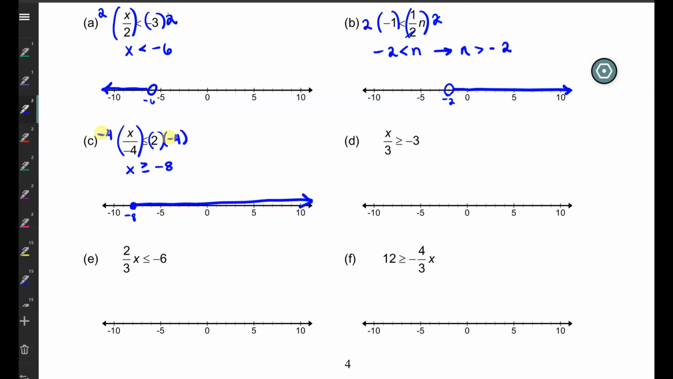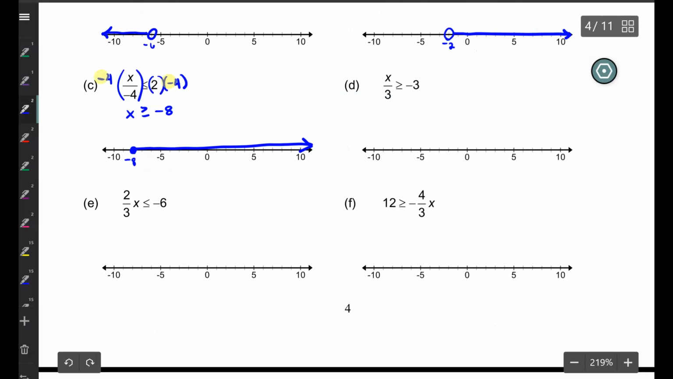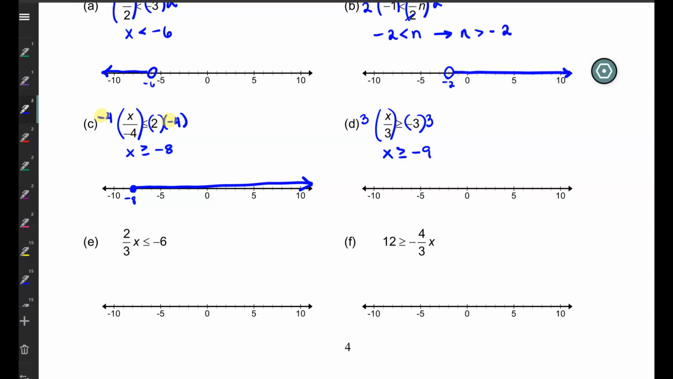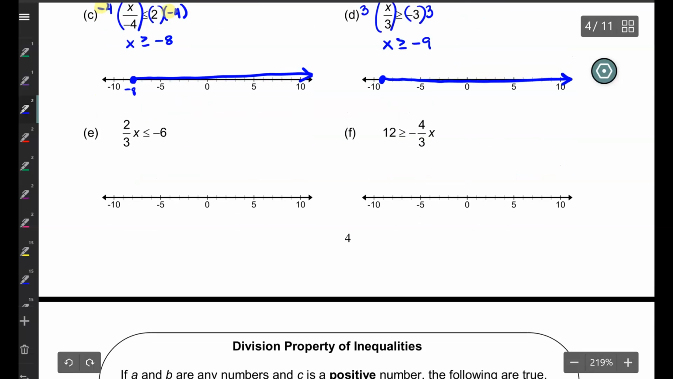Okay. If you want to try the next few on your own, you can pause it and then press play and come back and see if you got them correct. Otherwise, you can just follow along. So here I'm going to multiply both sides by 3. So I get x greater than or equal to -9. Again, we multiplied both sides by a +3. Here's -9, closed circle. We're going to shade to the right.